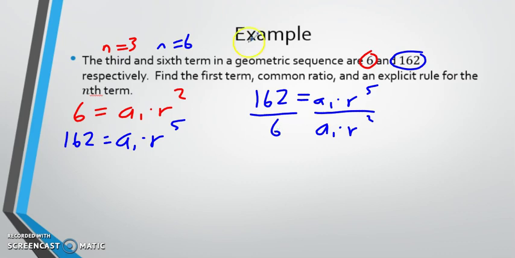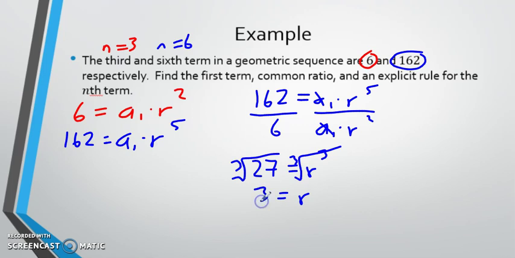So now if we go to compute these values, I'll have 162 divided by 6, which is equal to 27. And on the right-hand side of the fraction, the a sub 1's will cancel, and r to the 5th divided by r squared, you just subtract the exponents, so that equals r cubed. And the opposite of the third power is the third root. So if you take the third root of both sides, you'll end up with r equals 3, because 3 times 3 times 3 equals 27.